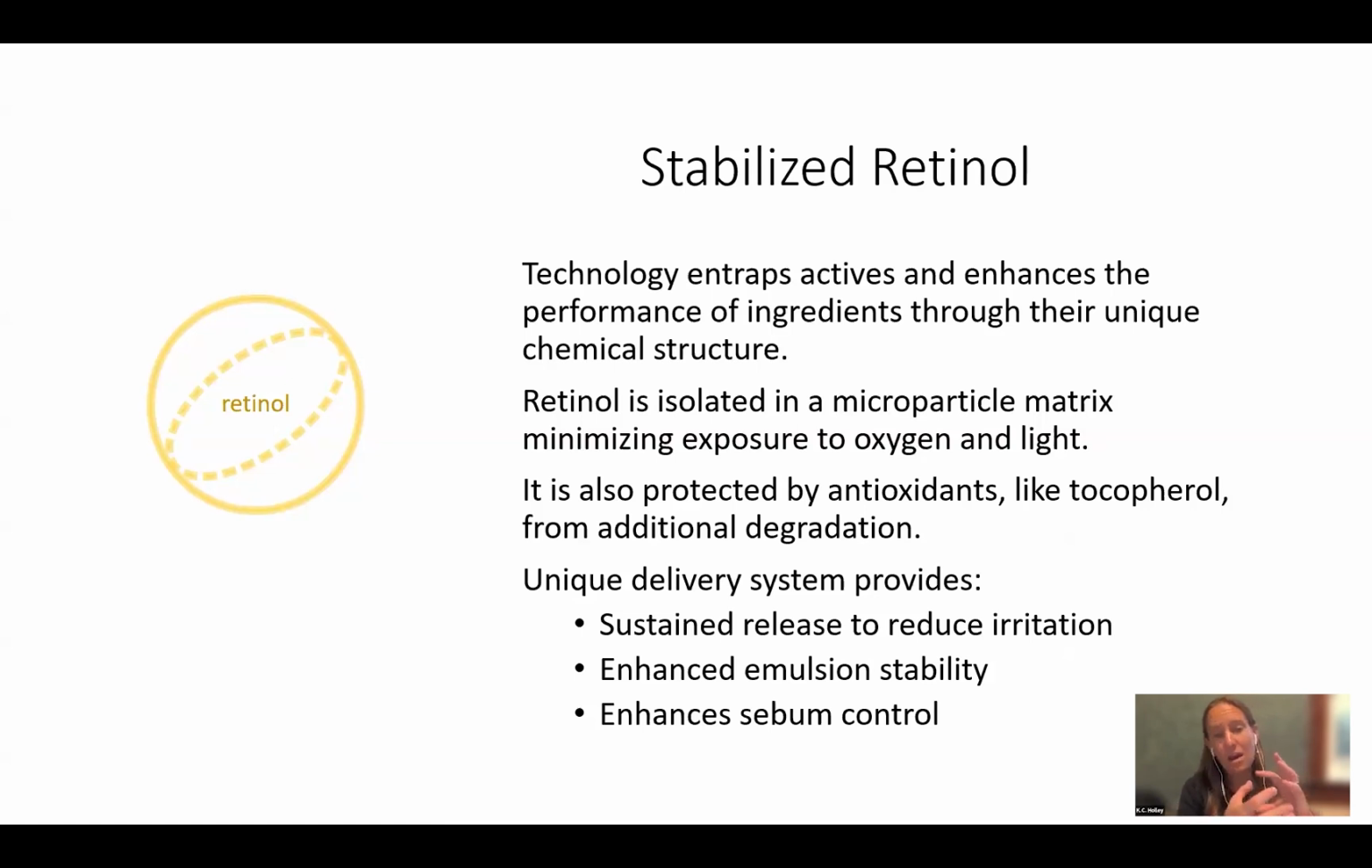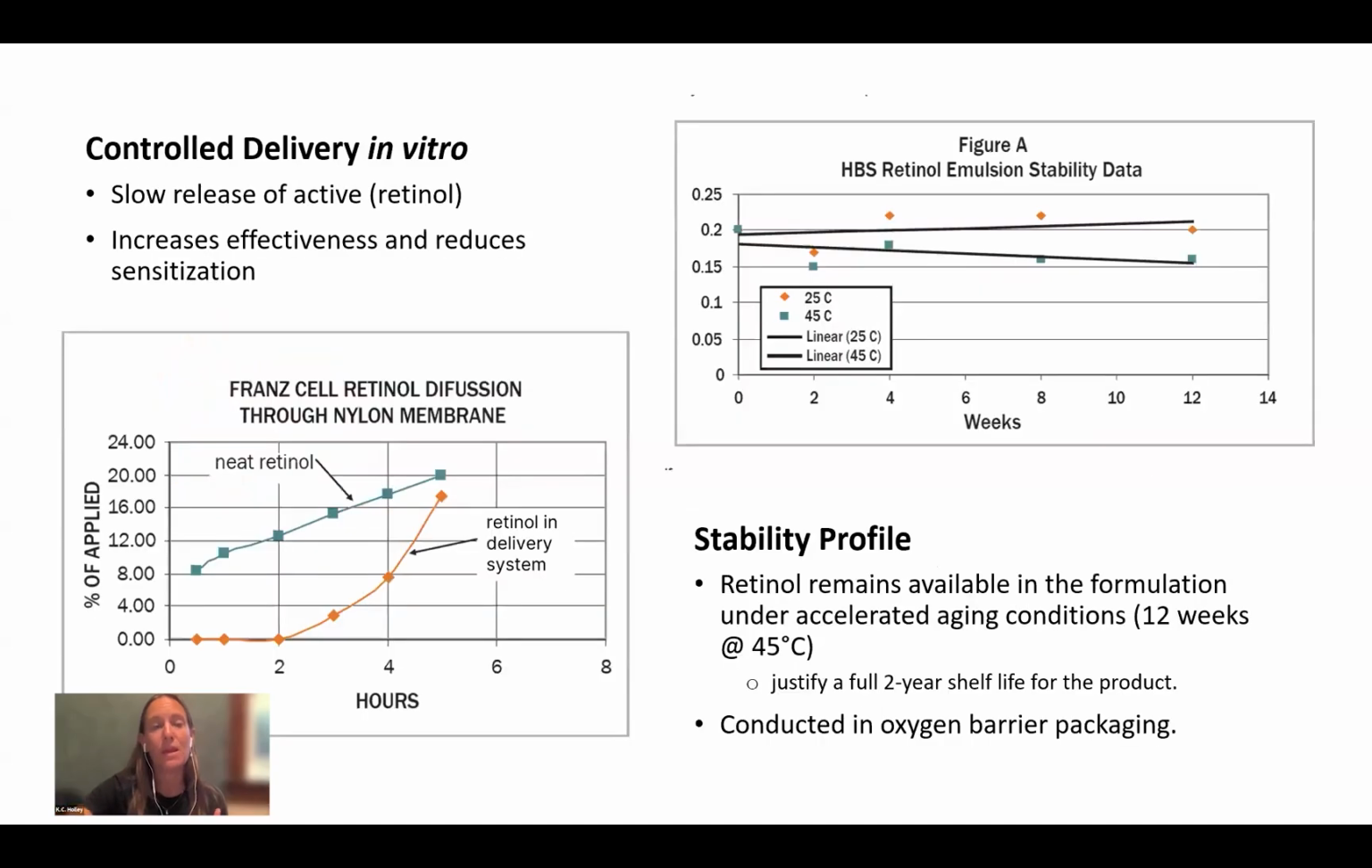This unique encapsulation helps it to have a sustained release in the skin, which helps to reduce that irritation. The emulsion has stability, so you can put it in a more aesthetically pleasing formula, and it can also enhance sebum control at the same time. So here's some research that the vendor did on this ingredient.